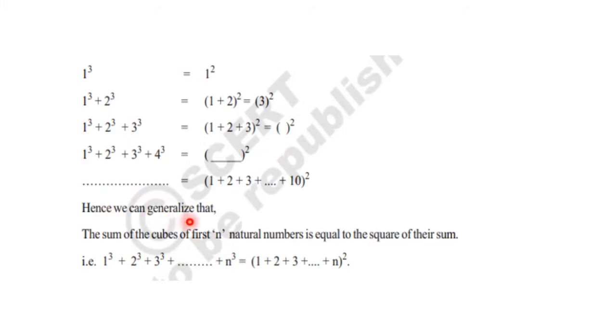Hence we can generalize that the sum of the cubes of the first n natural numbers is equal to the square of their sum. That is, 1 cube plus 2 cube plus 3 cube, etc., plus n cube is equal to (1 plus 2 plus 3 plus, etc., plus n) whole square. This concept is very important in 10th standard.